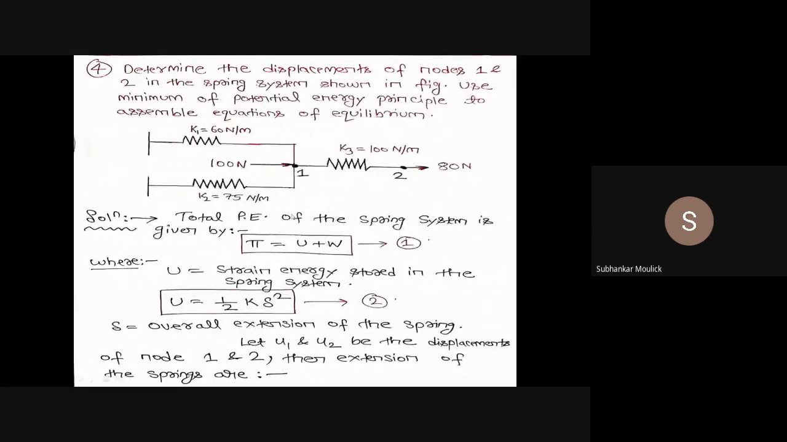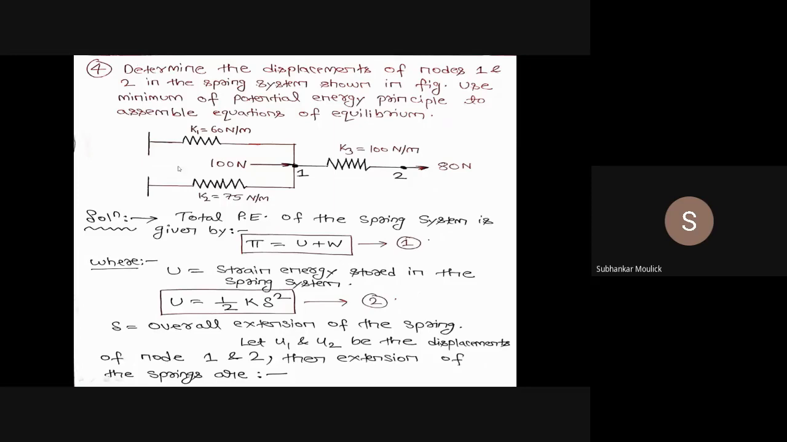If you substitute, the final potential energy for this system comes out to be pi is equal to half k1 u1 square plus half k2 u1 square plus half k3 (u2 minus u1) whole square minus 100 u1 minus 80 u2. That is equation number 5. Is it clear? Yes, sir, clear.